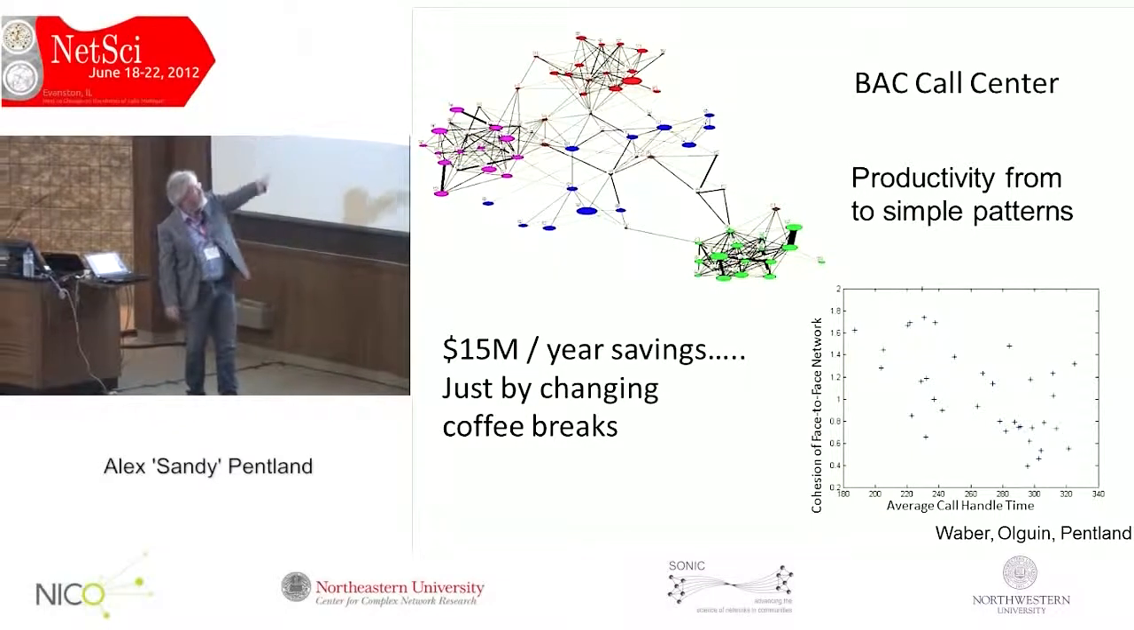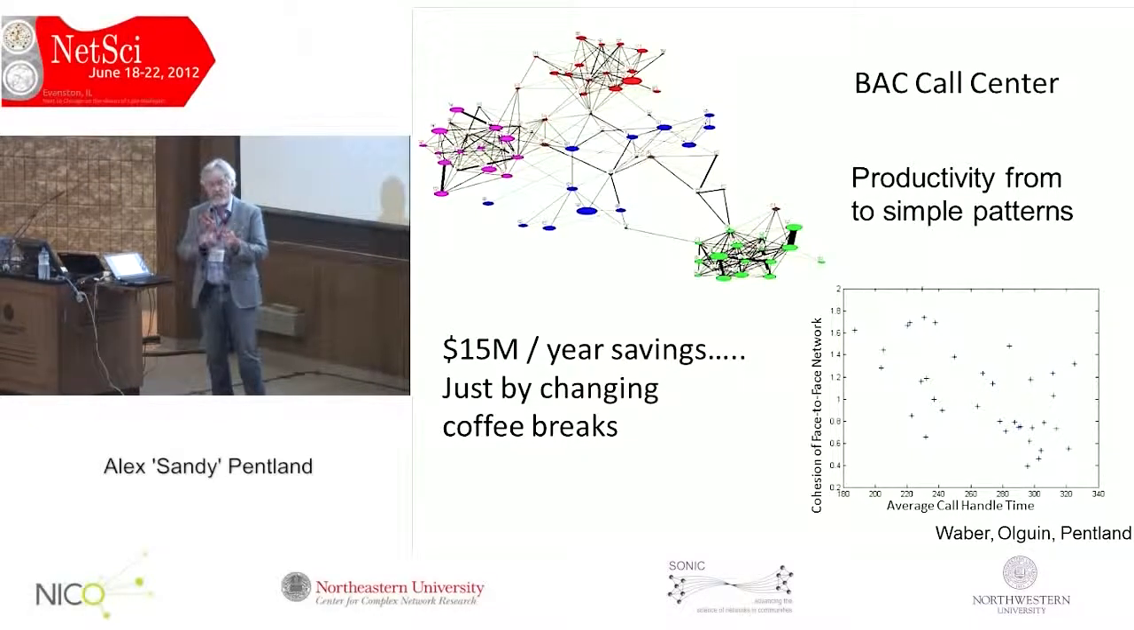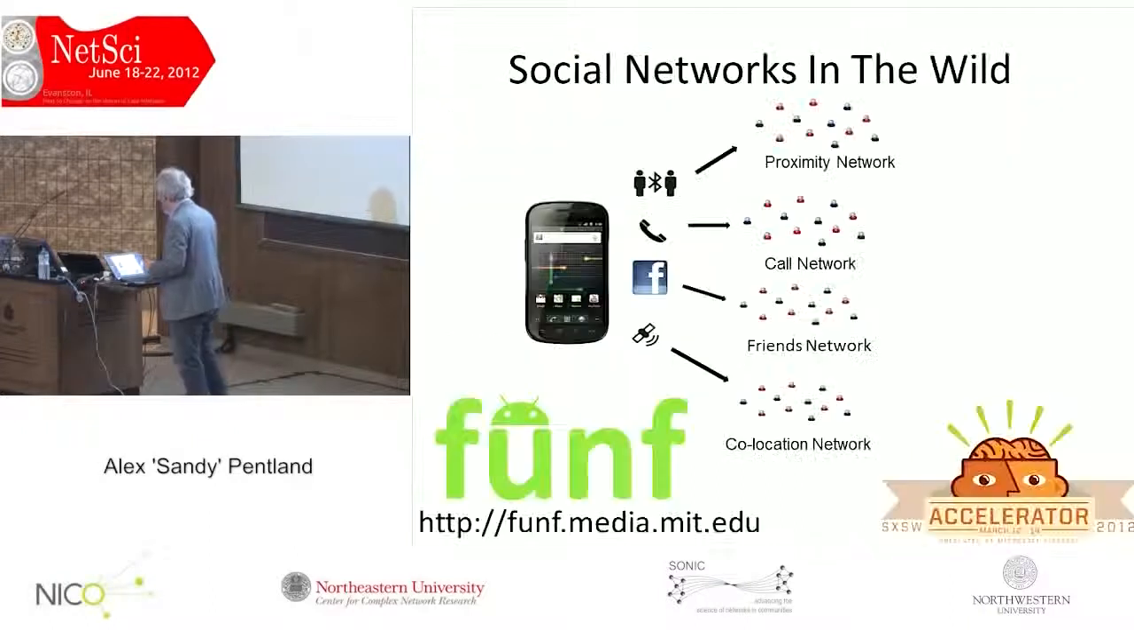And what you find is, again, about 40% of the variance in call handling time, independent of tenure, gender, age, et cetera, is how much the employees talk to each other. And remember that they manage the call center to minimize that. So what I suggested is they change the break structure, which they did. They gave everybody a break at the same time. The cohesion went through the roof, and productivity also went up almost 25%, and they saved $15 million a year. It has nothing to do with the content. It's just the pattern of communication.